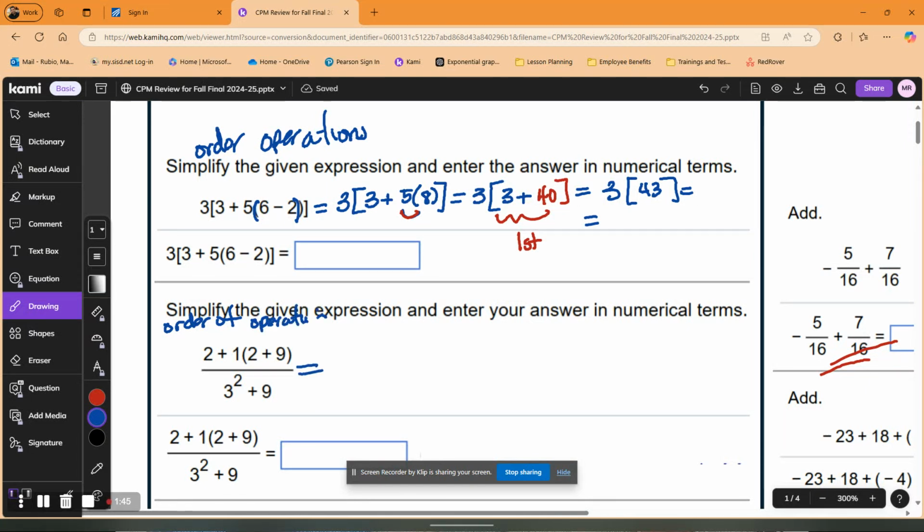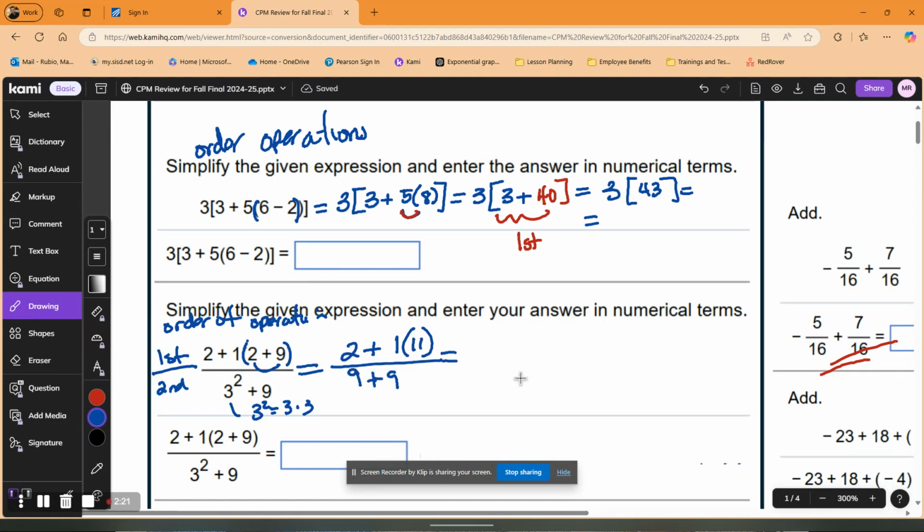Okay, so when I do order of operations and I see division problems or fractions, I always do the top first, then the bottom, and the last step is to divide, always. So what's on top? We have parentheses, so I'm going to do that first. 2 plus 1, 9 plus 2 is 11. I can do this, 3 times 3. Remember, 3 squared equals 3 times 3. It's not 3 times 2. It's not 2 times 3. It's 3 times 3. So that becomes 9 plus 9.